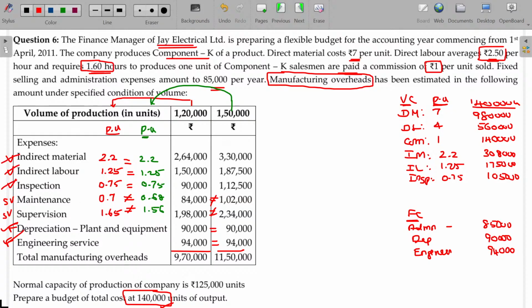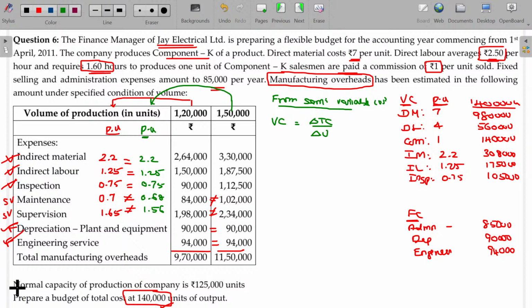Now when it's all about maintenance and supervision, these are semi-variable, means some portion may be variable, some portion may be fixed. So your duty to segregate that. In case of semi-variable, variable cost can be identified this way. You can find out the variable cost is equal to difference in total cost divided by difference in units. That's how you will get the variable cost. Very simple.